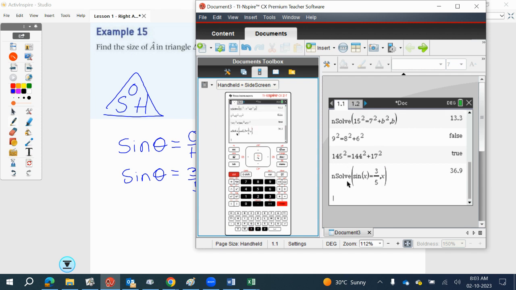The important thing to note is if you open up your calculator now, try that for yourself.